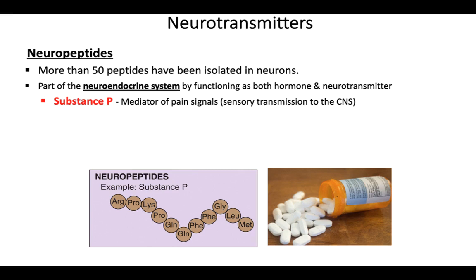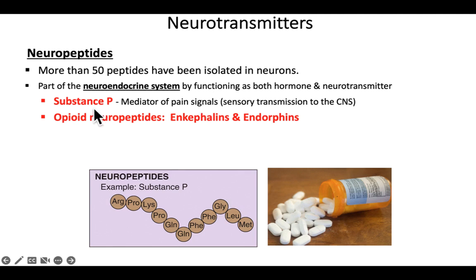It's one of these neurotransmitters that helps the transmission of pain signals to your CNS, so it helps you perceive pain. Opioid neuropeptides are kind of the opposite. They're suppressing pain. These are opioid neuropeptides such as enkephalins and endorphins. You've probably heard of endorphins before. They're believed to give you that feeling you get when you're running, that runner's high, that euphoric feeling that some people get.